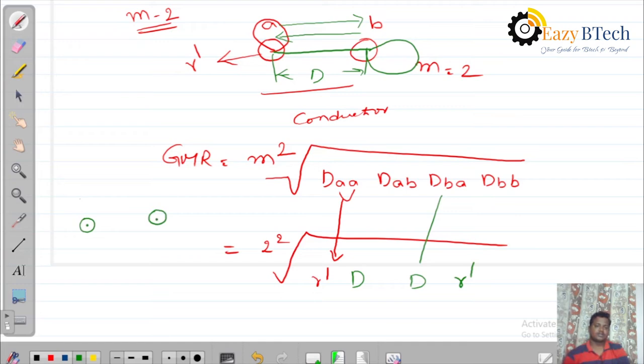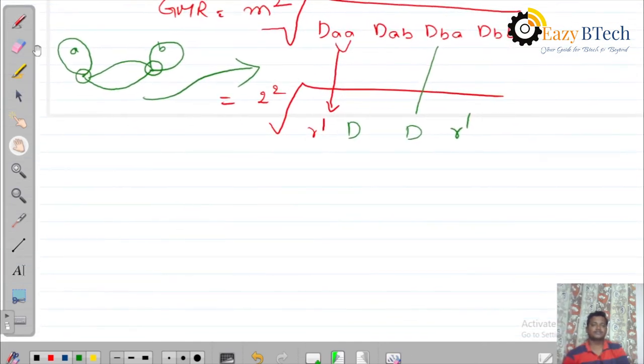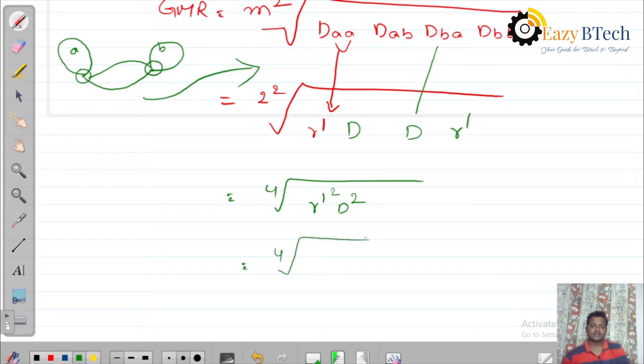Center to center, it is A, B. First, we have to write DAA, A to B distance, B to A, B to B, 4 distances. This is the way we will calculate GMR. For this case, how much do you get GMR for 2 bundle conductors? It is the 4th root of r dash square d square. You can also write this as r dash d whole square.